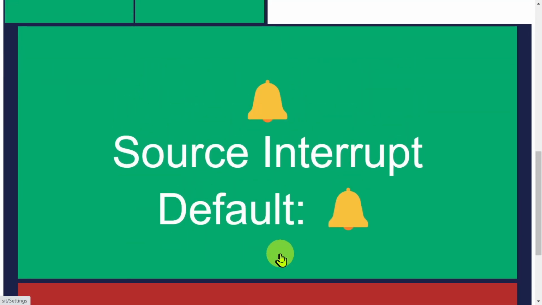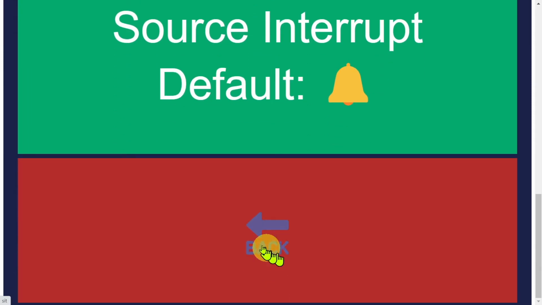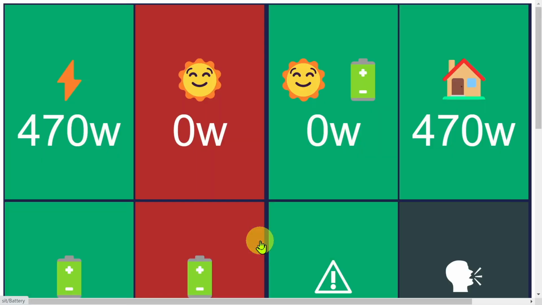The bell tile represents beep settings. When any source power like solar or grid becomes available or gets disconnected, you will hear a beep from the system. A green tile means the beep setting is active. Let's go back to the main page.